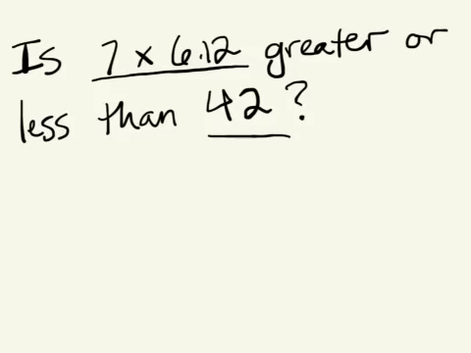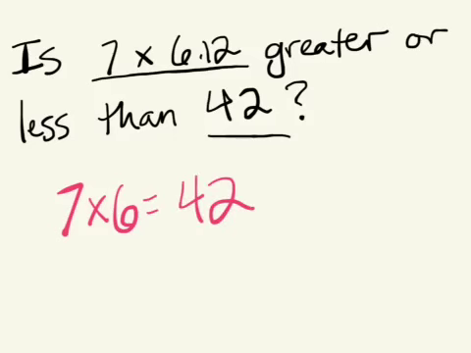So Michaela, you did a fact that you knew. 7 times 6 is 42 exactly. And this 6 was rounded down, or the 6.12 was rounded down to get you your 6. So the actual answer must be a little bit more.